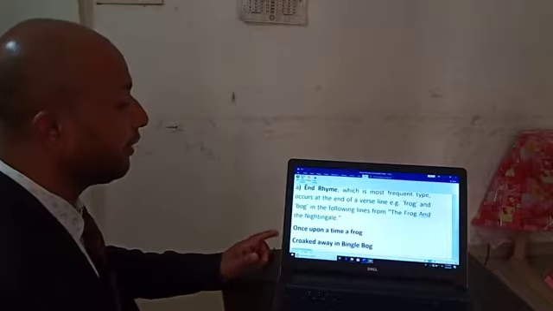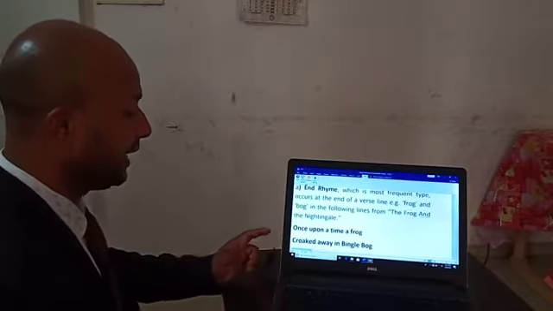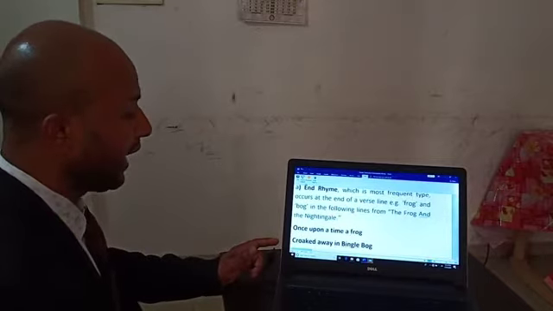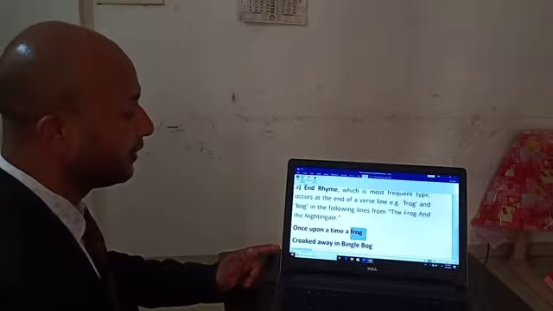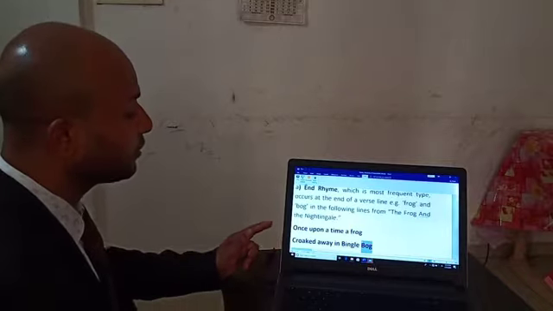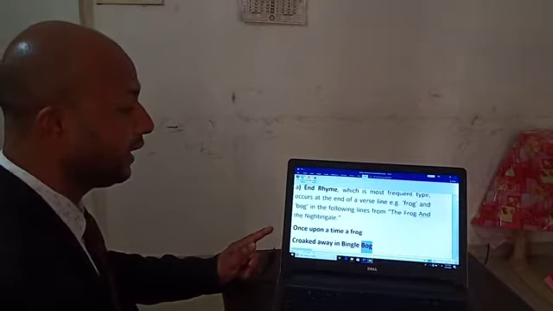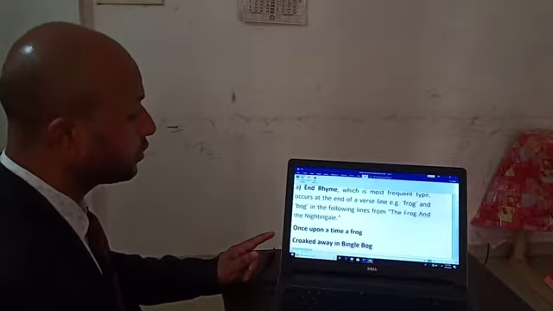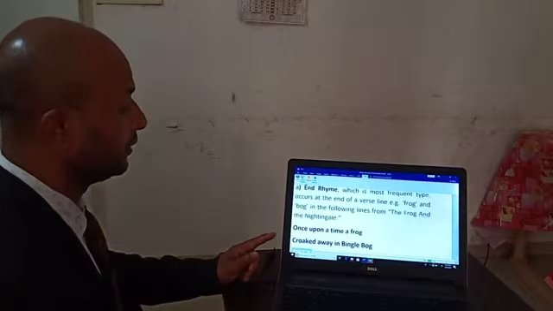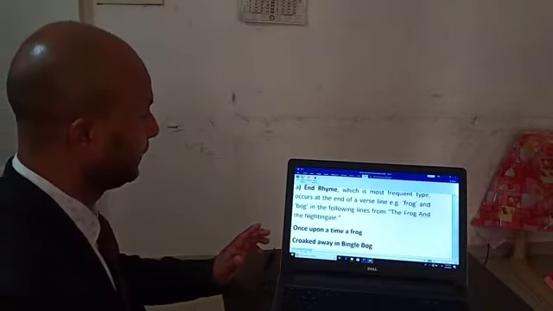Once upon a time, a frog. Which is the last word here? Frog. And it croaked away in bingle bog. And which is the last word in the second line? Bog. So frog and bog, these are rhyming words, and these are also called end rhyme because these words are used at the end of the line. Both the words are used at the end of the line, and the sound is also similar. Og, og. So this is called rhyme. Frog, bog. This way rhyme is created.